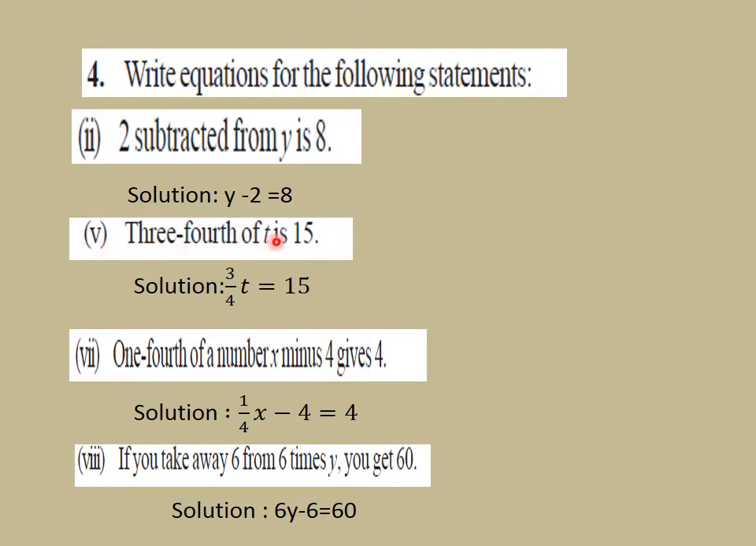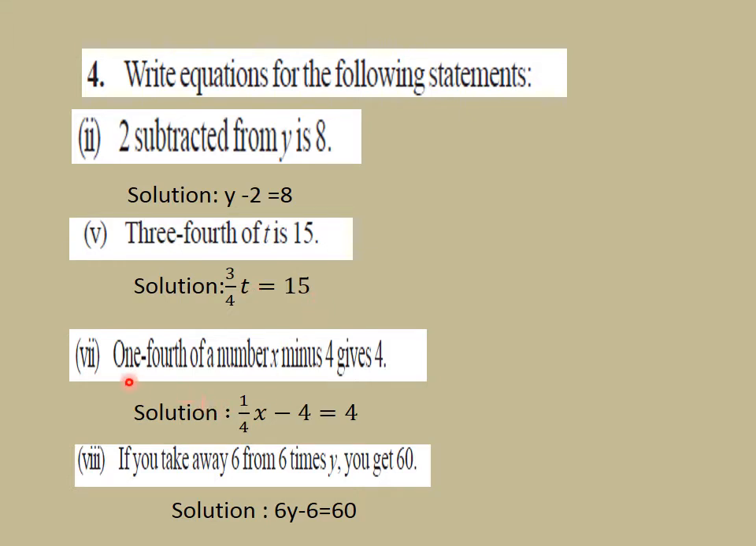Now let us see fifth question. 3/4 of t is 15. So how do you write? 3/4 means it's a fraction, 3 upon 4. 3/4 of t means 3 upon 4. It's a fraction. 3 by 4 of t is equal to 15.